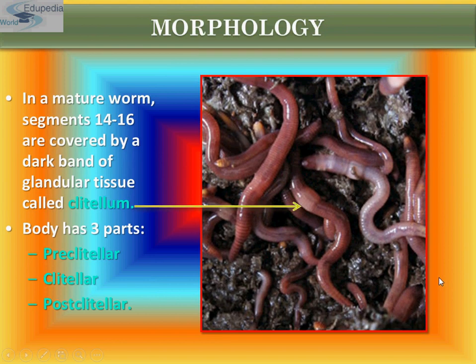So what is the clitellum? In a mature worm, around 14 to 16 segments are covered by a dark band of glandular tissue, which we call the clitellum. So this is your clitellum, and the earthworm body is divided into three: pre-clitellar, clitellar, and post-clitellar. This is your pre-clitellar, this is your clitellar, and this is your post-clitellar.